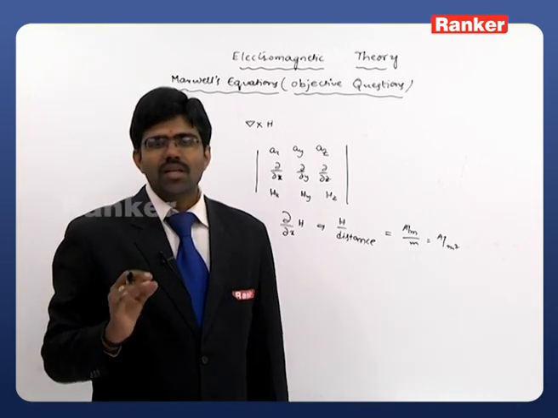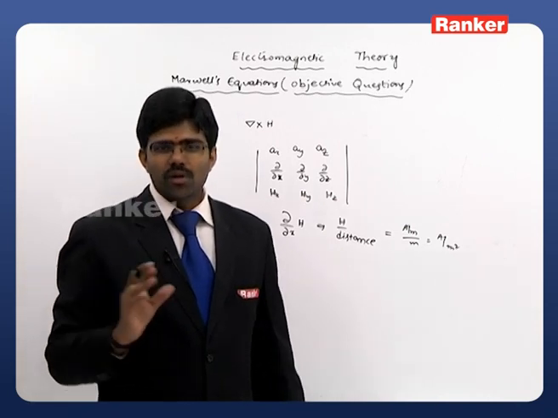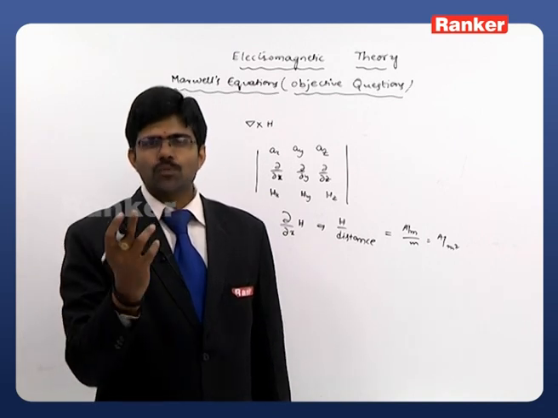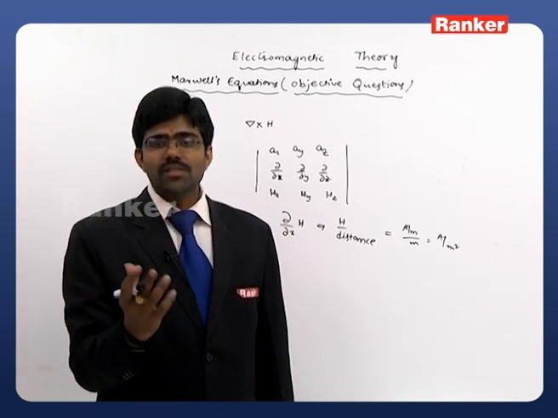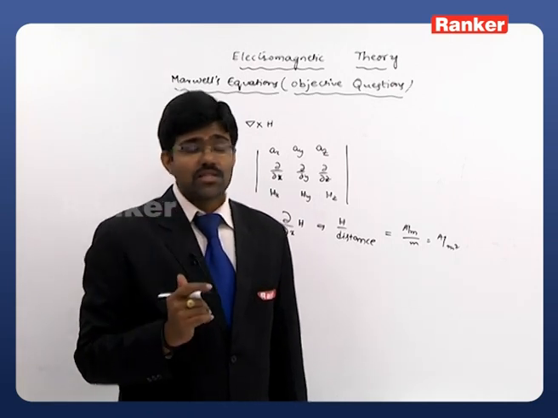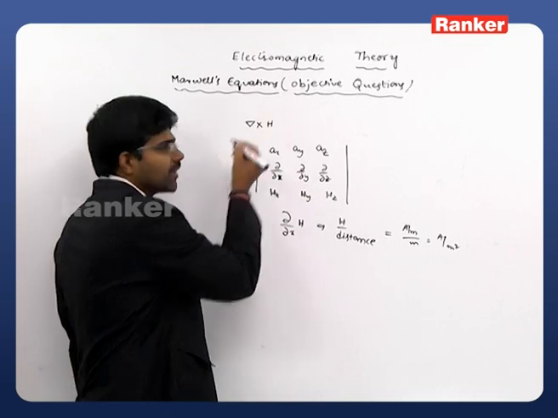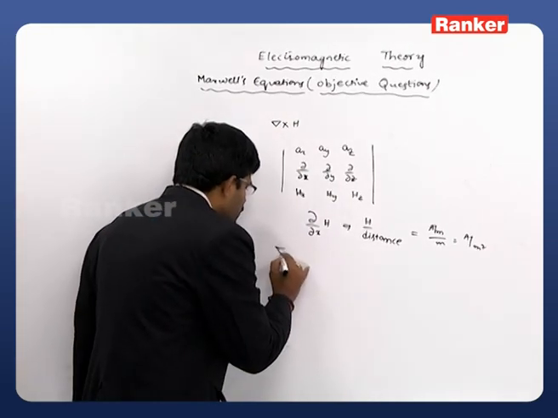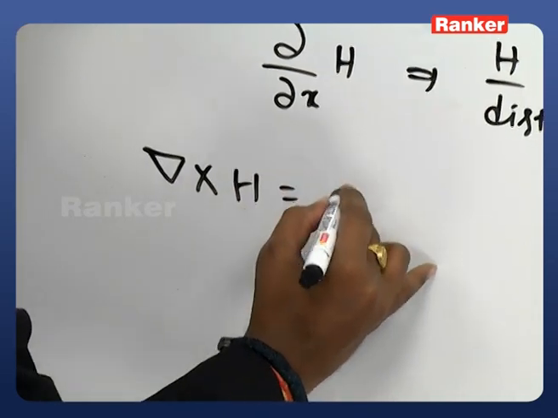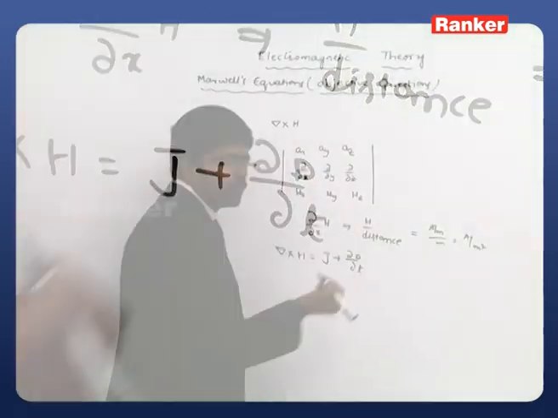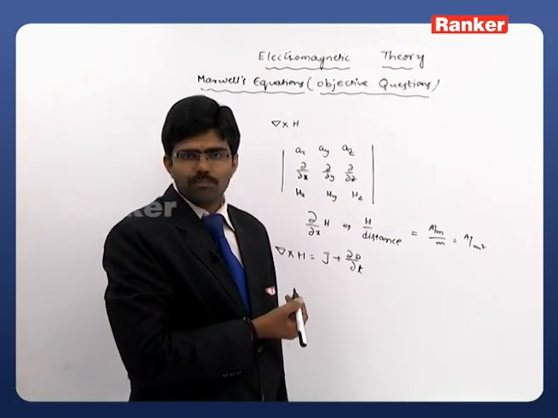But remember, in any competitive examination, we are not supposed to take the conventional method. We are supposed to take the easiest way. If you remember Maxwell's equations, then it is very easy to solve. What is the Maxwell's equation related to this particular term? Del cross H is equal to J plus dou D by dou t. This is our Ampere's law, right?